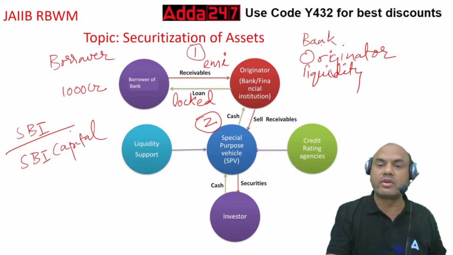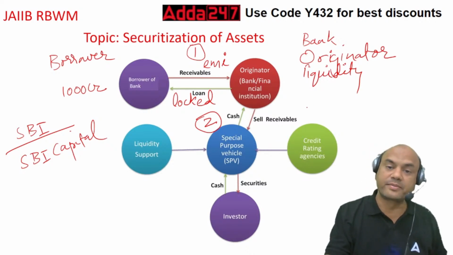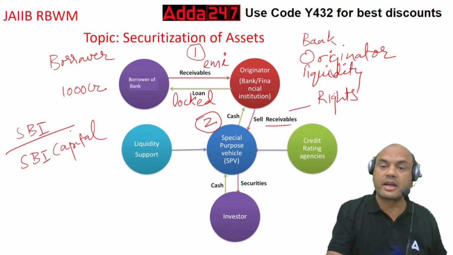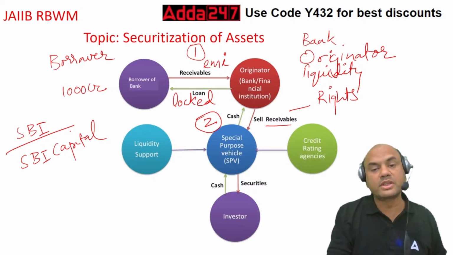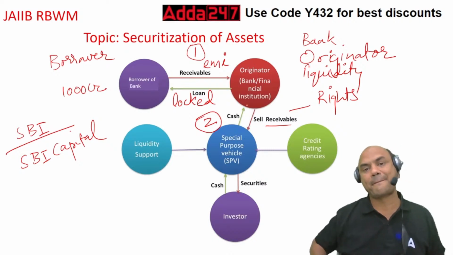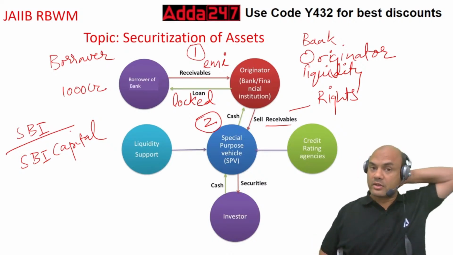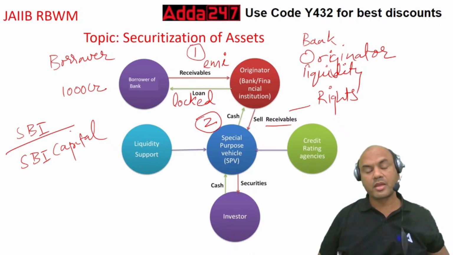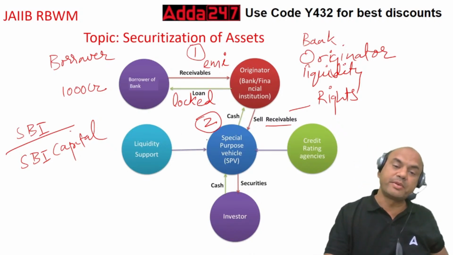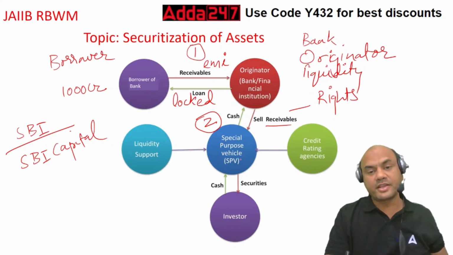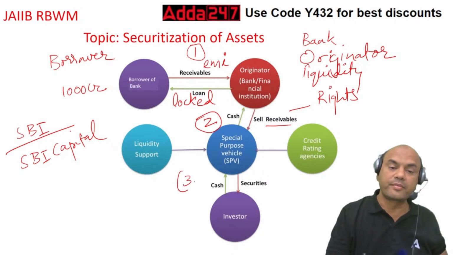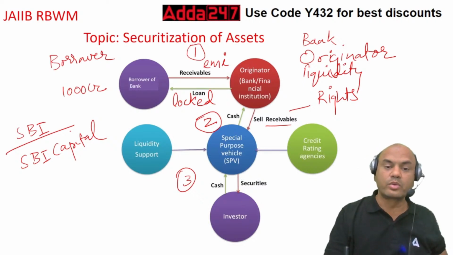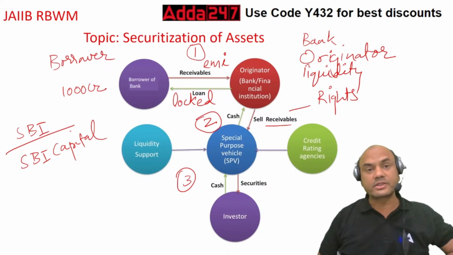Got it? So what will the bank do? It will sell the rights. Now look at this. Sell the receivables means rights. It will not sell the loans. It will sell the rights under this loan. So these are sold to this SPV. This is transaction number 2. The bank sells the rights under the loan to the SPV. Now if this is transaction number 2, what will this SPV do now? This SPV will further do transaction number 3. This SPV will further sell the securities, receivables, to the investor. And the investor will give cash to them, right, now cash.